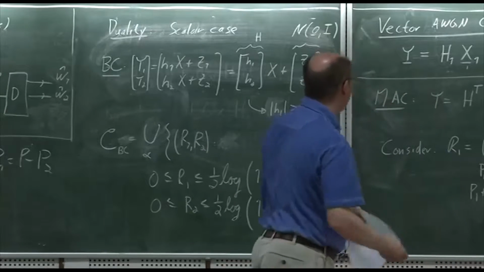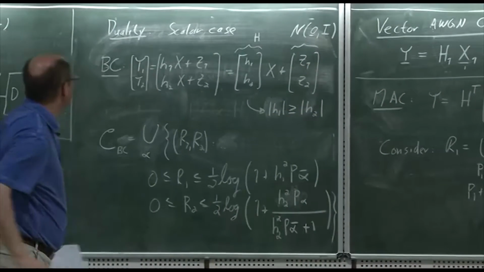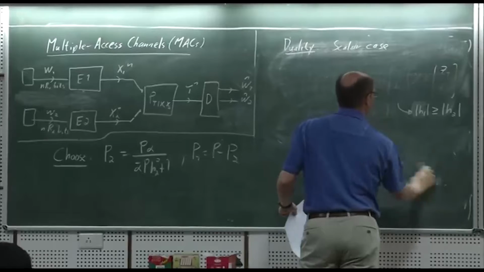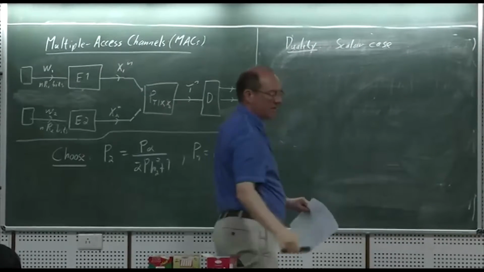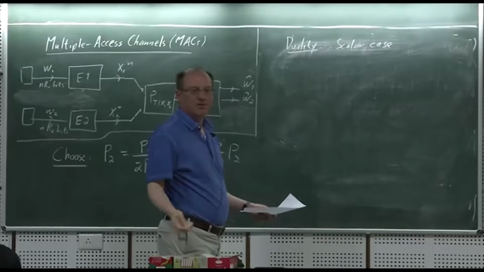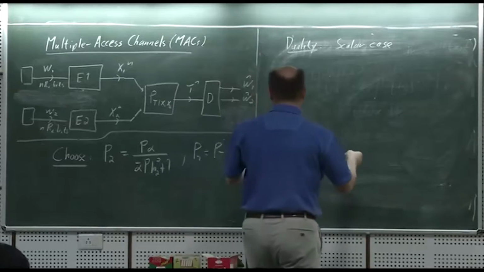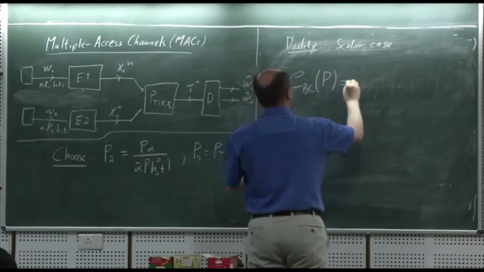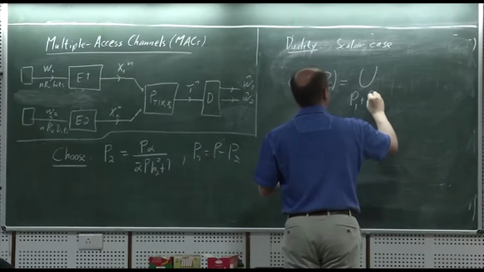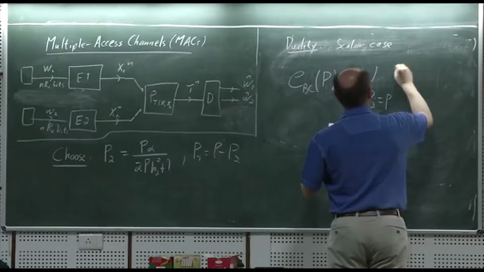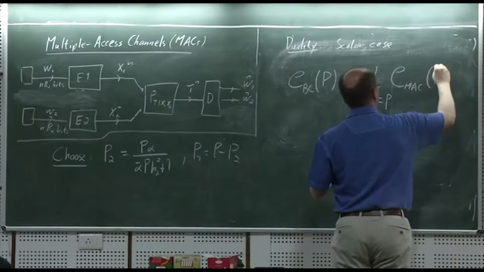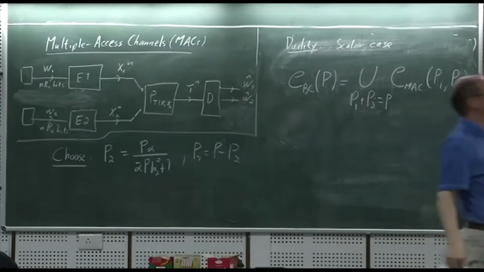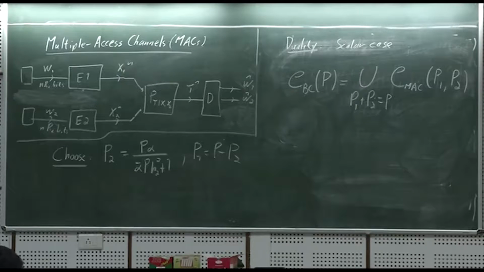So the duality result can be stated as follows, at least for scalar channels, and then I'll say a word about how this generalizes to vector channels. The claim is that the capacity region of the broadcast channel with power P is the union over all P1 plus P2 equals P of the capacity region of the MAC with powers P1, P2. That's the duality claim. That's just the same as what I just drew here. You just take the union of all MAC regions.